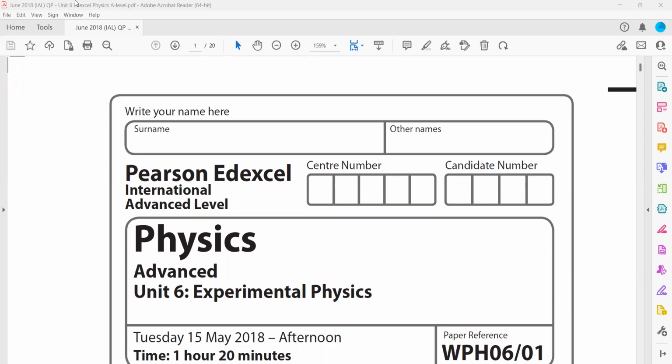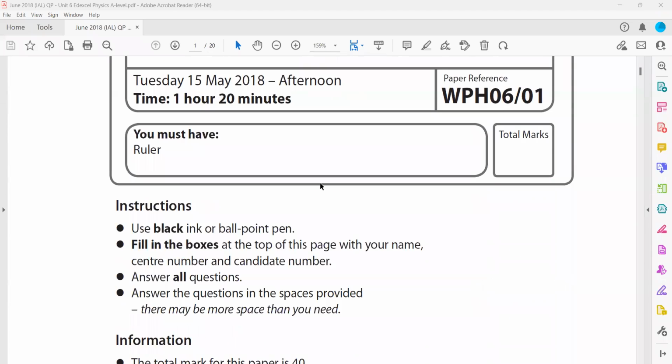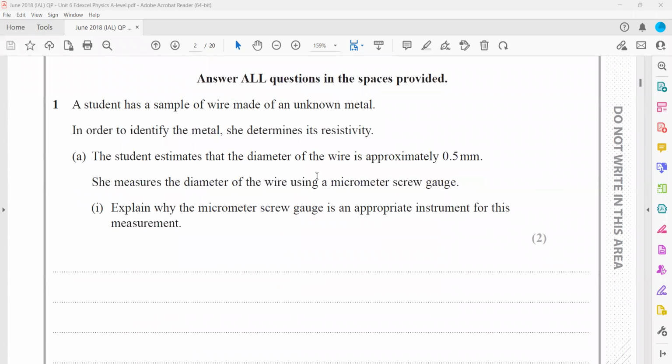So this one is May 2018 exam paper, Unit 6. The first one: a student has a sample of a wire that is made from an unknown metal. In order to identify the metal, she determines the resistivity. The student estimated that the diameter of the wire is approximately 0.5 millimeter. She measured the diameter of the wire using a micrometer. Explain why a micrometer screw gauge is an appropriate instrument for measuring a diameter.